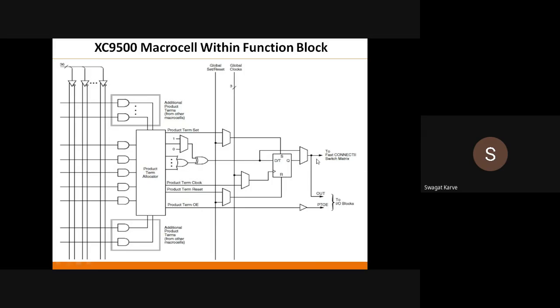Okay, and finally this output is given to that PIA, that is programmable interconnect array. Okay, and this output and product term output is given to the IO input output blocks. So this is the typical macro cell architecture of the Xilinx XC9500. Okay, this is the macro cell architecture of Xilinx XC9500 CPLD family.